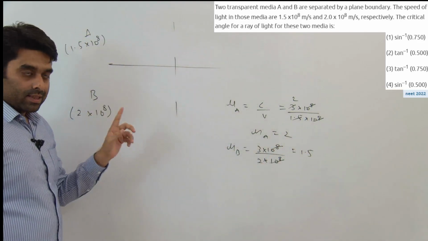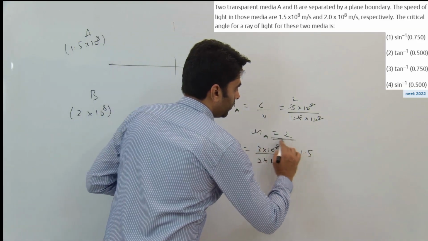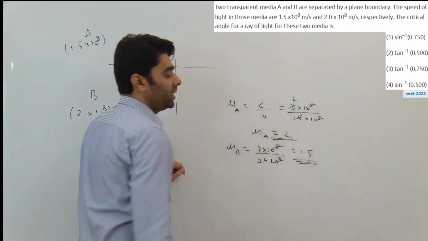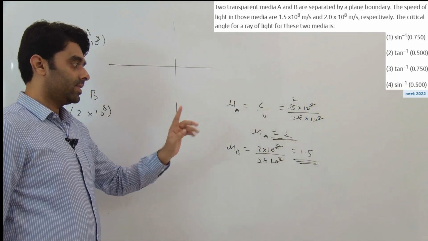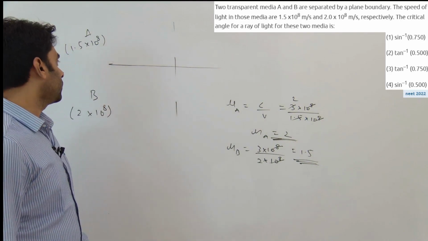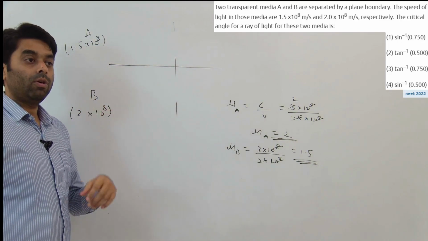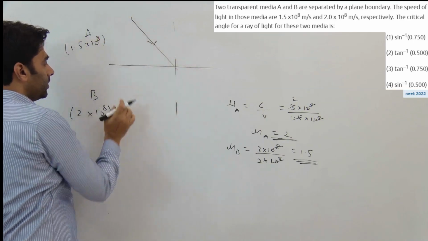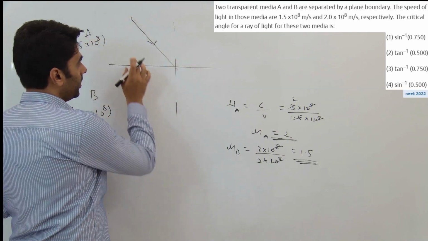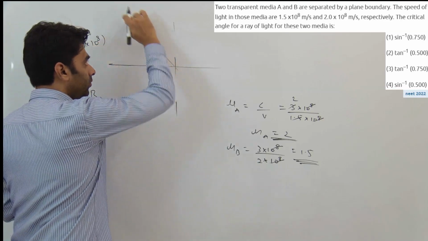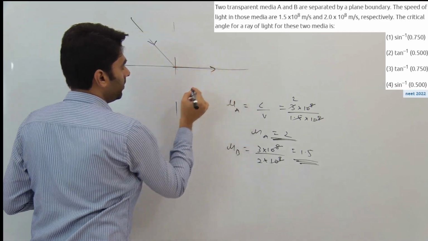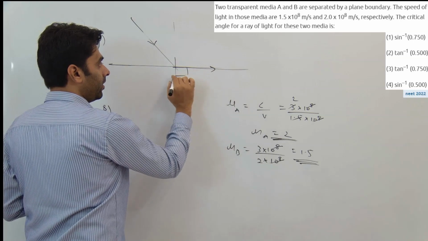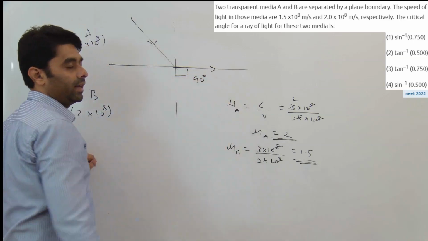A is denser. Refractive index of A is 2, refractive index of B is 1.5. A is denser, B is rarer. That means for TIR or for critical angle, the light ray must go from denser to rarer. It should go from denser to rarer because this one is denser. So this should be incident and this will be refracted, and angle of refraction should be equal to 90 degrees.